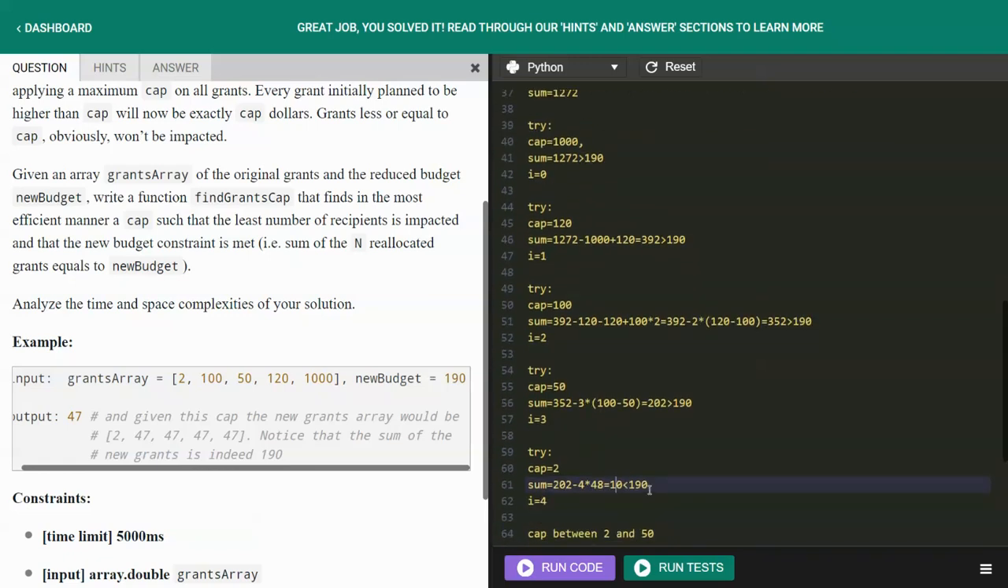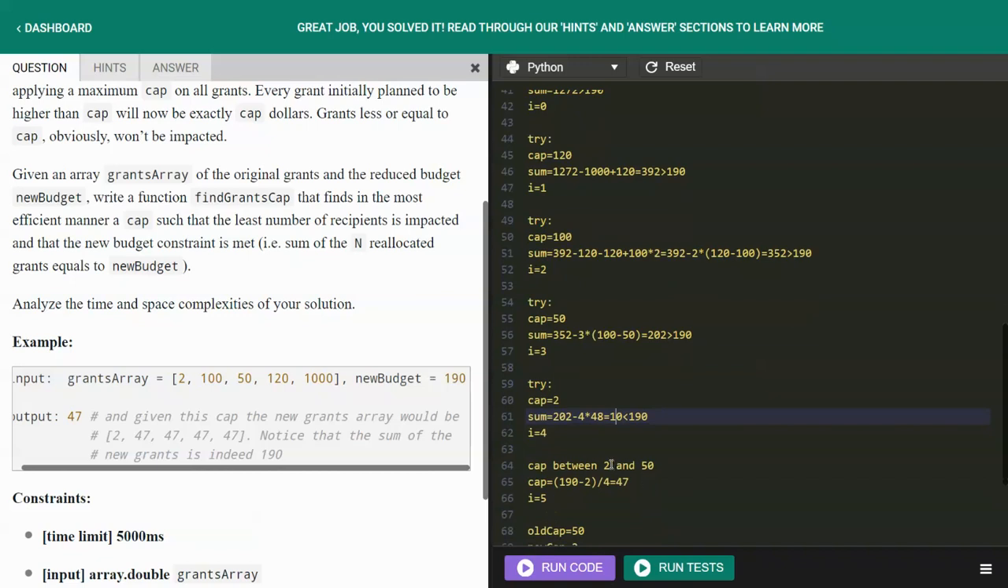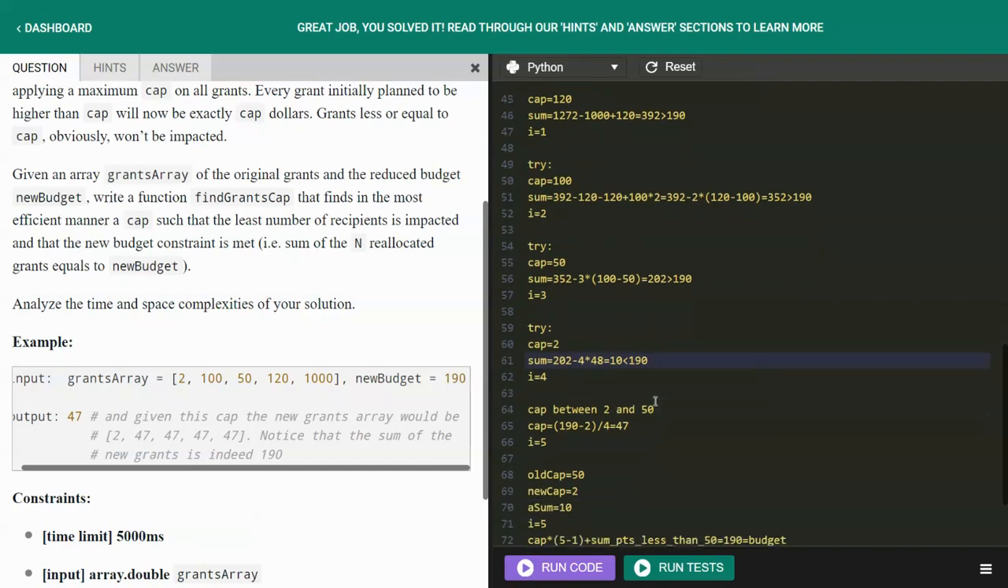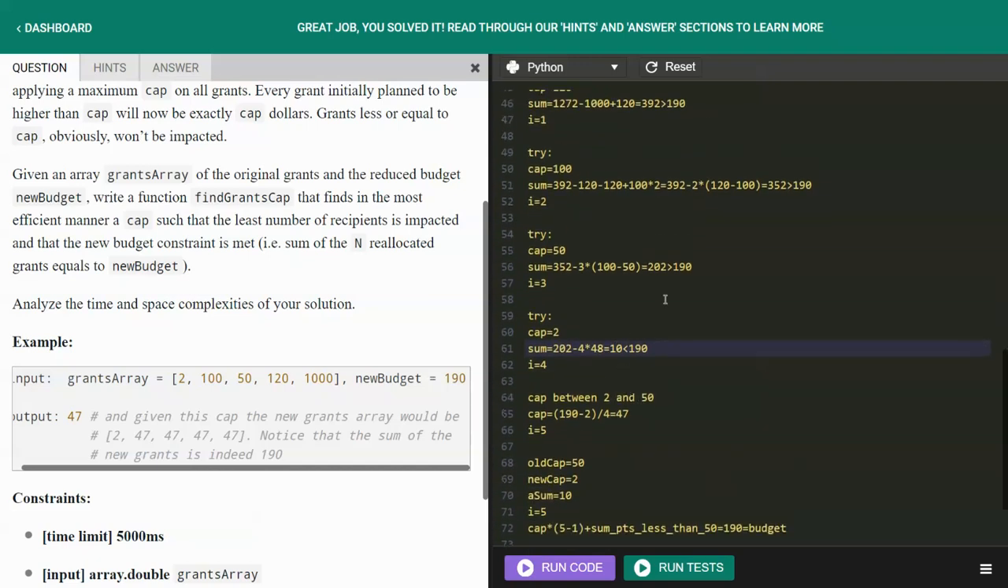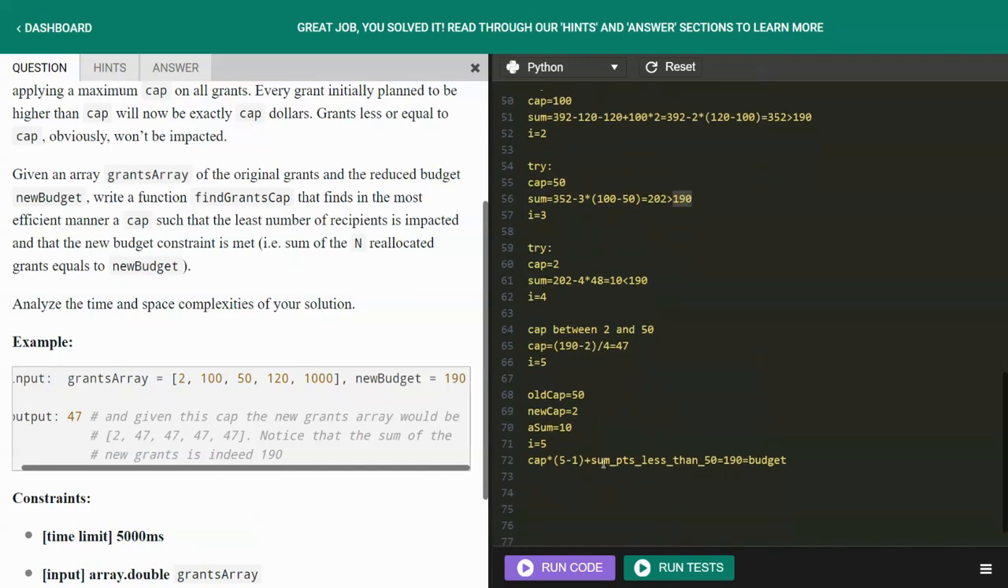We just set the cap rate equal to the budget divided by the number of grants. In this case, it's a little bit more complicated, where we know that the cap rate should be between 2 and 50. So what we need to do is to find the old running sum, which is 190, minus the 2, and then divide by 4, and then we find this 47.